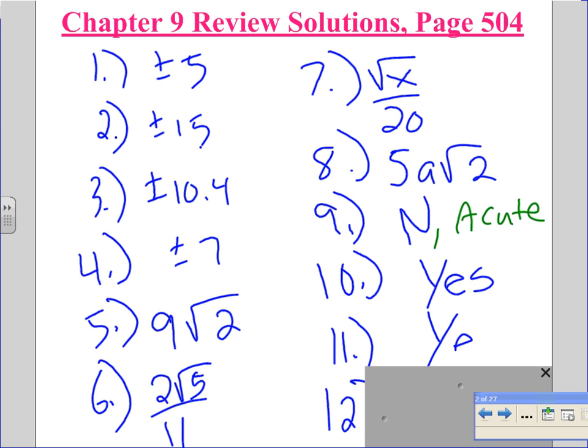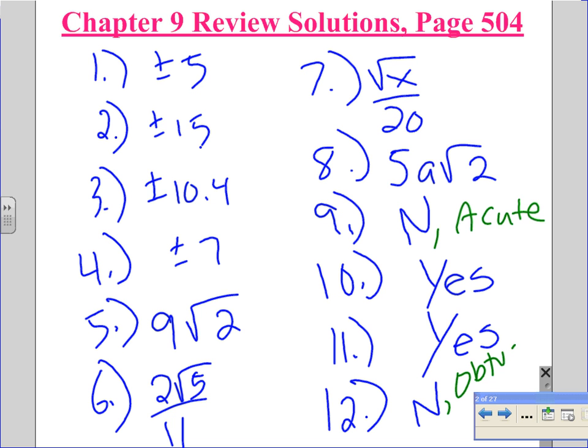No. Gia, what kind of triangle is number 12? Nope. Right? Yeah, it's obtuse because the hypotenuse squared is larger than the sum of the legs squared. So it's obtuse. Number 9 is acute.